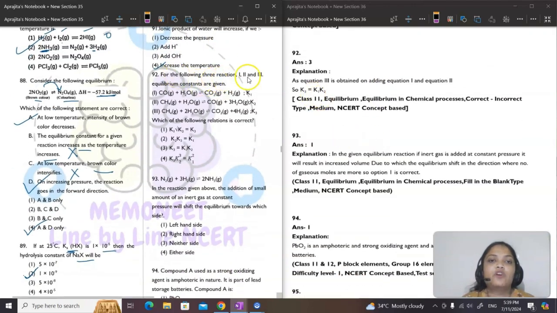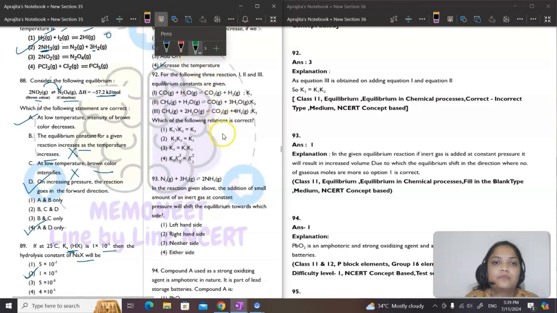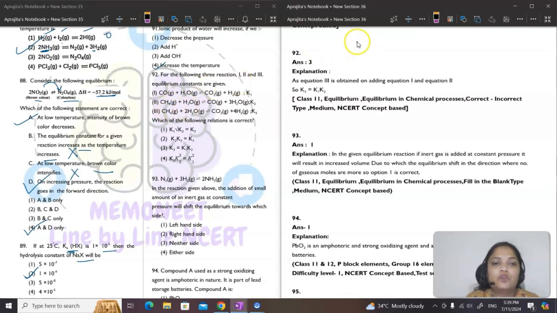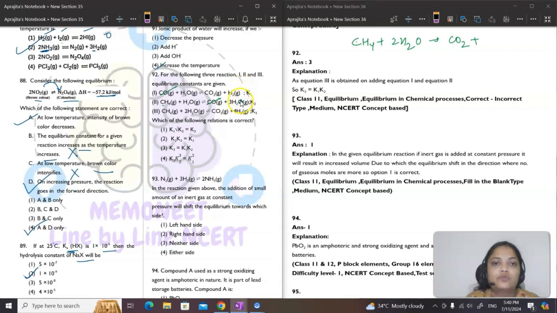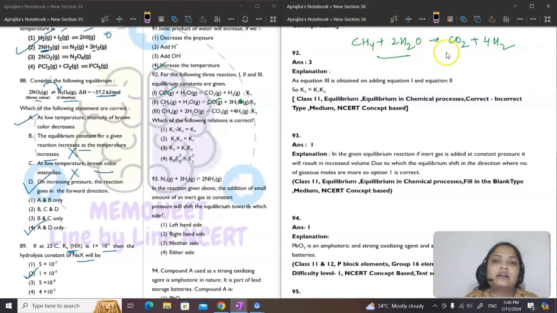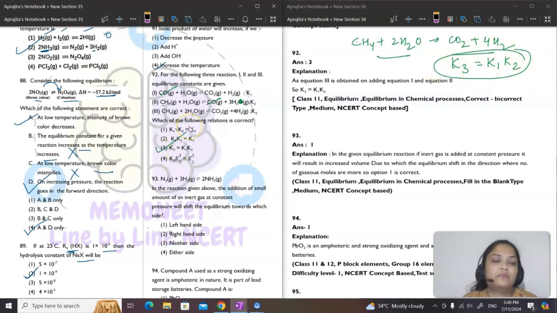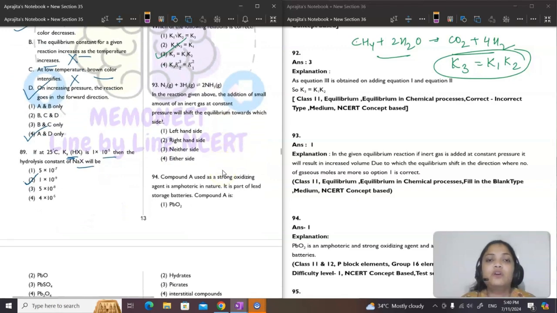Next, the 92nd question. For the reaction, 3 reactions are given, and equilibrium constants are given. We need to find the relationship. Now 3 equations are given. Let's say we are adding equation 1 and 2. What will happen? CO and CO will cancel out. So we will be left with CH4 plus 2H2O gives CO2 and 4H2. So we are adding equation 1 and 2 and we are getting equation number 3. It means K3 will be equal to K1 multiplied by K2. So the answer will be option 3, because we have got the equation after addition of these two equations.